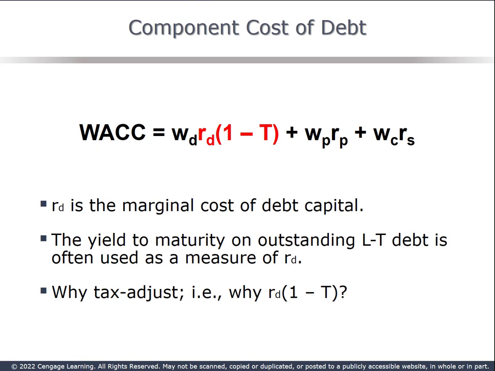Beginning with the debt component. We already know the weight of debt, 30%. The cost of debt we need is the marginal cost, the cost of the next dollar of debt raised. That equals the yield to maturity on Coleman's current debt. And don't forget, interest on debt is tax deductible, so we adjust the cost of debt accordingly.